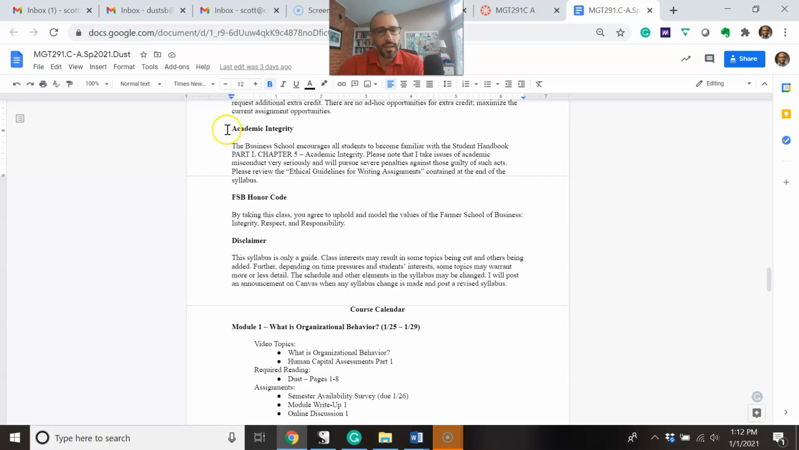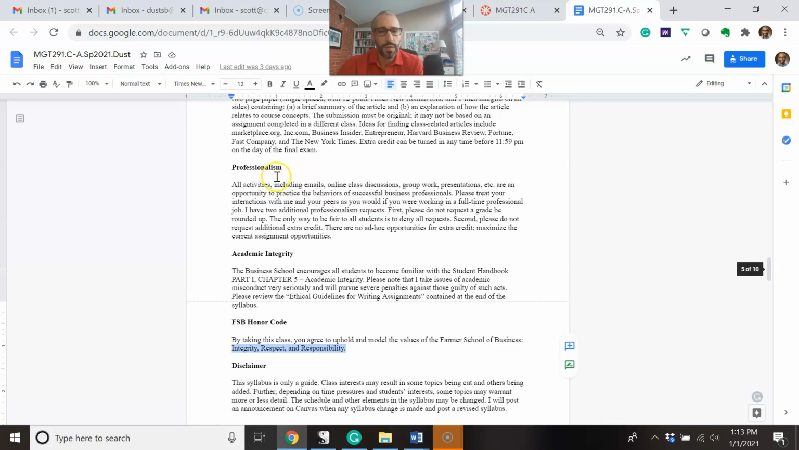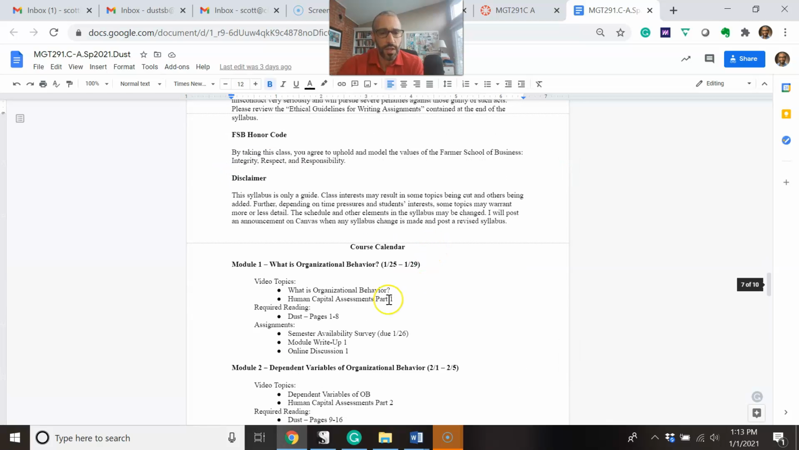Academic integrity: everything that is submitted goes through Turnitin, the plagiarism detection software. So if anything looks funky, I'll check it out. And so I really encourage you to be careful and make sure that you're not doing anything fishy. Integrity, respect, responsibility, these really get down to these professionalism suggestions.